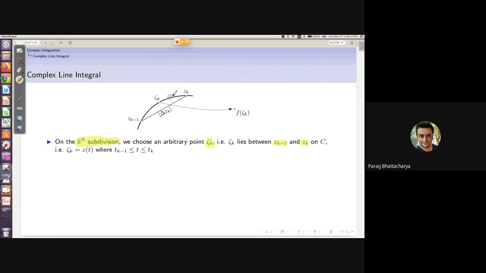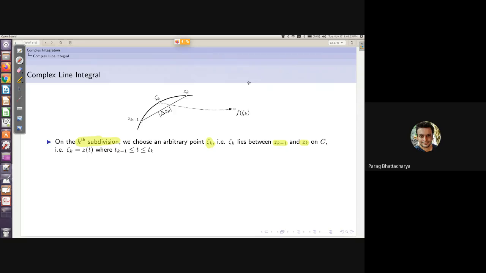Now remember, this is going to be a part of the curve C. So that means zeta k is equal to z of t. Remember, we are still parameterizing it. Only thing is, now the range of values of the parameter is going to change for this zeta k.